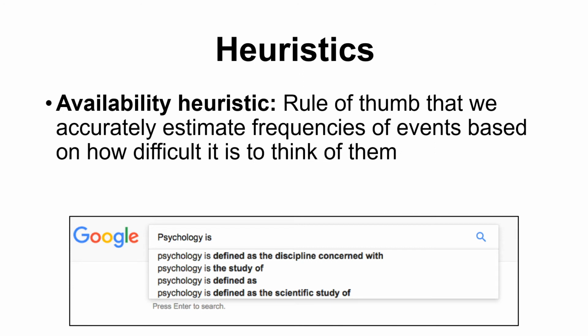So some things are easier to remember than others. Some things stick in your mind. They are maybe more salient, more intense, more memorable. And because of this availability heuristic, those things that are more easy for us to recall, we tend to think that they happen more often than they might actually happen.